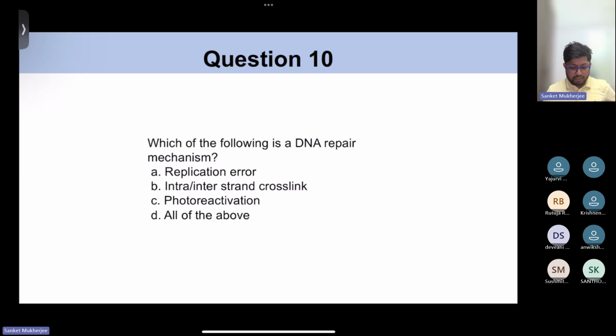Which of the following is a DNA repair mechanism? Is it replication error, intra or inter-strand crosslink, photoreactivation, or all of the above? Which of the following is a DNA repair mechanism? We talked about it in detail. Option C, sir. Yes, C. C is the right answer.